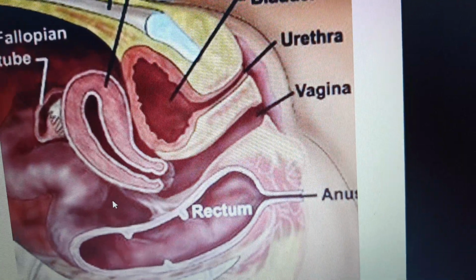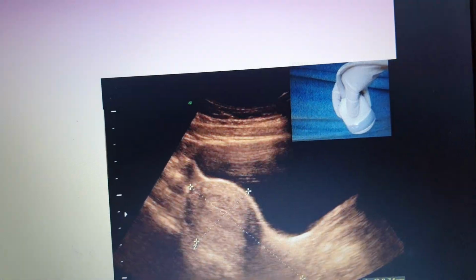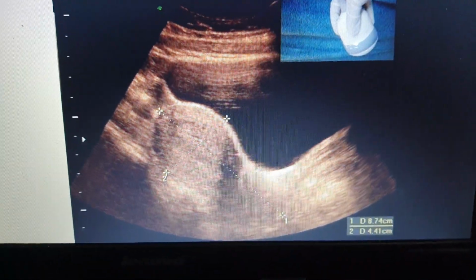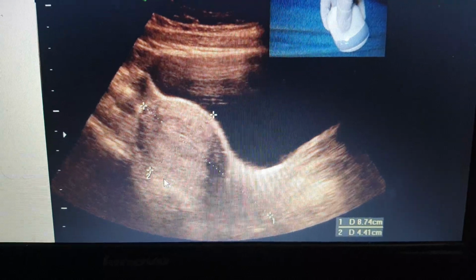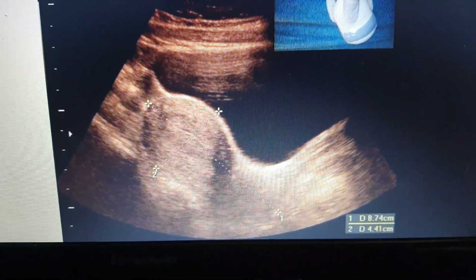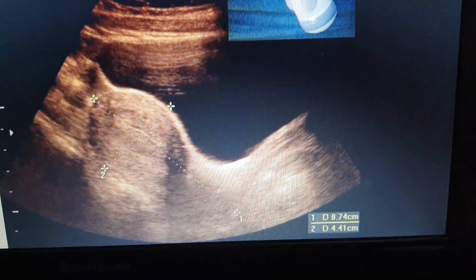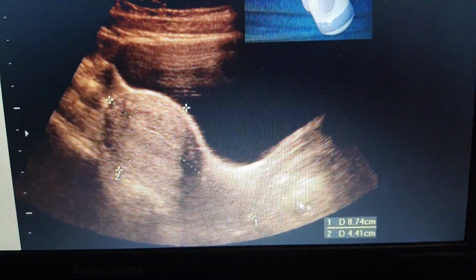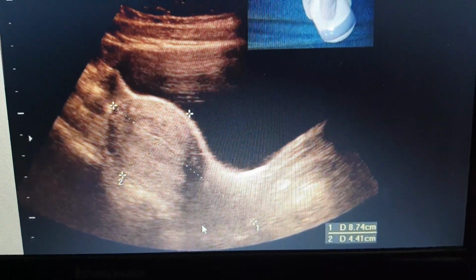And of course, the Douglas pouch is free if we don't have masses or fluid, as you can see here. And some, especially the very beginners, ask me how we can see the Douglas pouch when it's free. You can't see anything. This is just the uterus, and posterior to the uterus, you cannot see anything in this pouch. Because it's a potential pouch, you should not see anything.